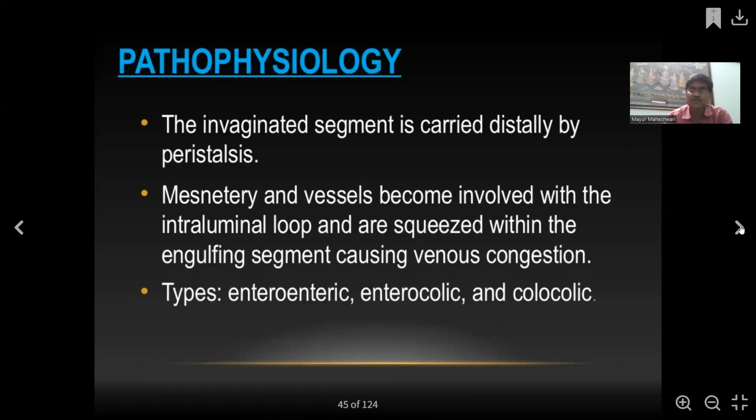Pathophysiology of intussusception goes like this. There is invagination. The agglutinated segment is carried distally by peristalsis. Mesentery and vessels become involved with the intraluminal loop and they are squeezed within the engulfing segment, which causes initially venous congestion. If untreated, it can lead to hemorrhage and gangrene. Types of intussusception include enteroenteric, enterocolic, or colocolic. Most common is enterocolic.